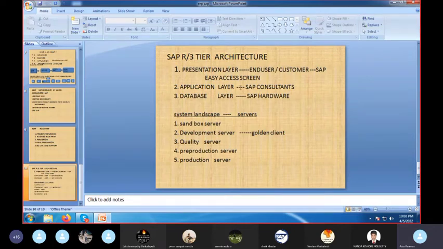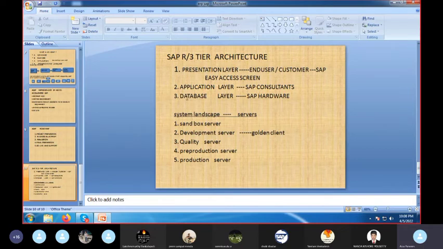And for consultants who are doing configurations, the application layer is inside. When we do the SPRO IMG screen, in that we will find this layer. So this is the application layer, for the SAP consultant. And third is the database layer. This is inside hardware components, whatever is there, with which ABAP can do this. So that is the SAP hardware. So first is for the end user, second is for consultants, and third is for ABAP.